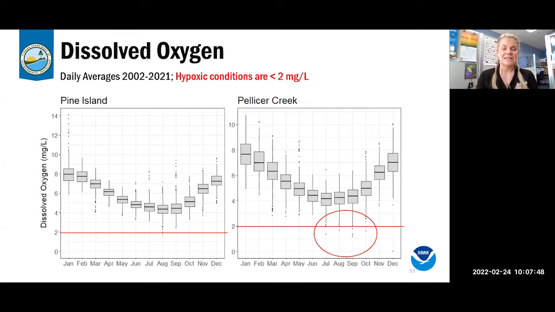Pellicer Creek, as Nikki has mentioned, is located within a water body that is impaired by the state of Florida for dissolved oxygen. And so we do typically see low dissolved oxygen values in Pellicer Creek, particularly at the end of the summer and into the fall. Warmer weather, summer rains, and the shallower creek water contribute to the likelihood of low dissolved oxygen.